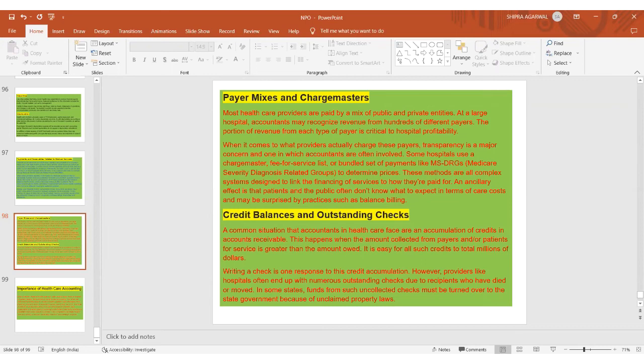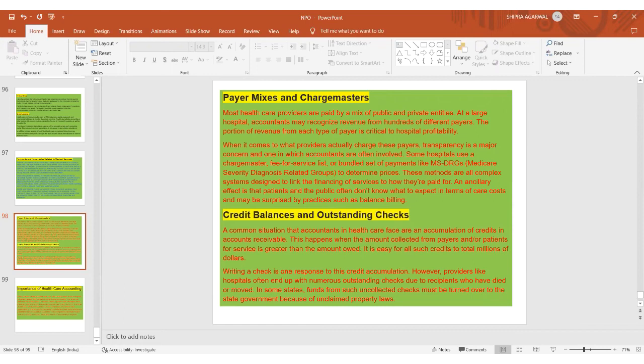Maybe after a few hours the patient is no more, so that amount is still standing in your account. Many a times, sometimes the amount is due and is to be paid from the patient, and the patient is no more, and many a times the amount paid is more as compared to what is due. So all these things are to be taken care of, and these are to be treated in the form of credit balances and outstanding checks.